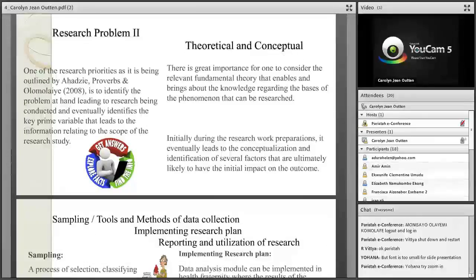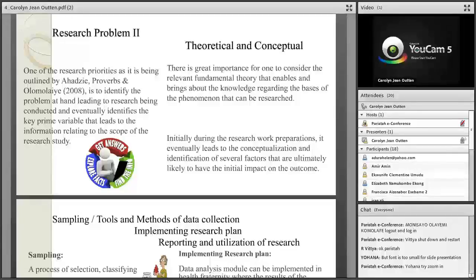Research problem. One of the research priorities, as outlined by Anhazit, Proverbs, Anomaly, 2008, is to identify the problem at hand leading to research being conducted and eventually identify the key prime variables that lead to the information relating to the scope of the research study.